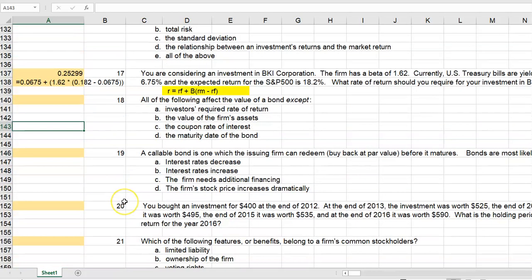All the following affect the value of a bond except the value of a bond. Let's see. How do I calculate that? Present value. Well, I need a required rate of return. Assets. I don't remember that in the present value formula. Coupon rate. I need that to get how much I'm paid. Maturity. B. Again, value of a bond, present value. Simple way to think of it: value of a firm's assets have nothing to do with the value of a bond in the calculations.